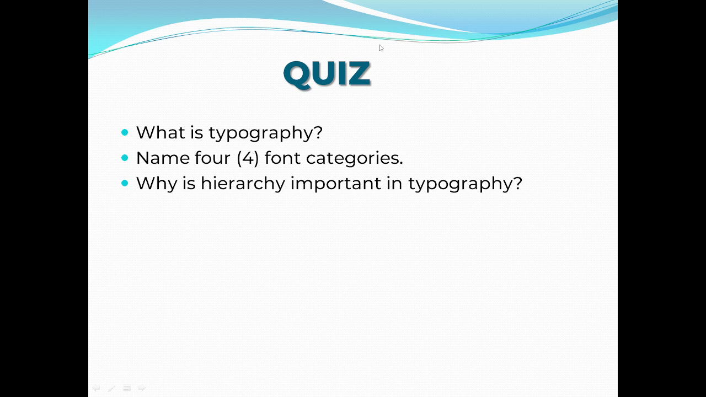The quiz that can help you in this module: the first question is, what is typography? The second is, name four font categories. And the third is, why is hierarchy important in typography?